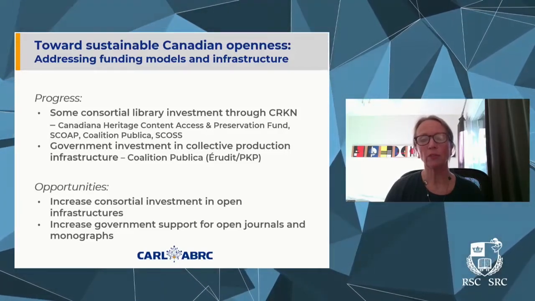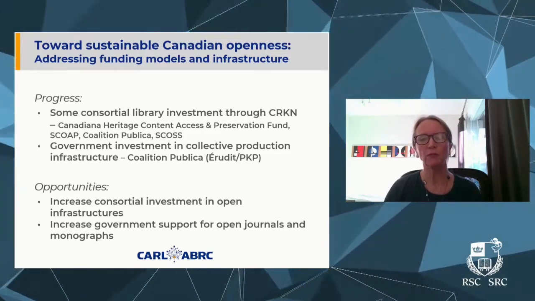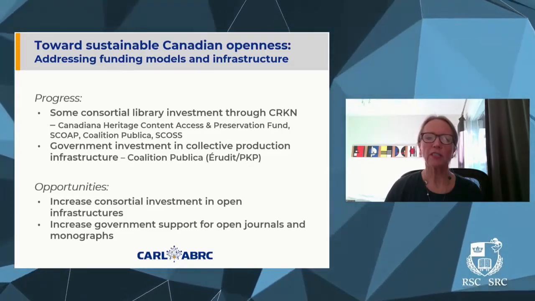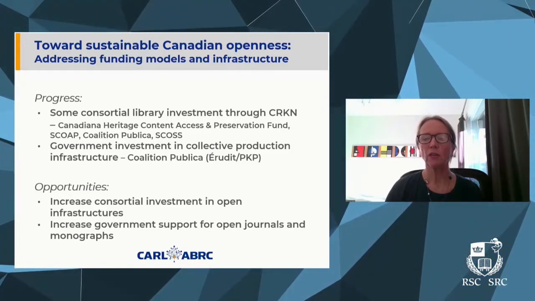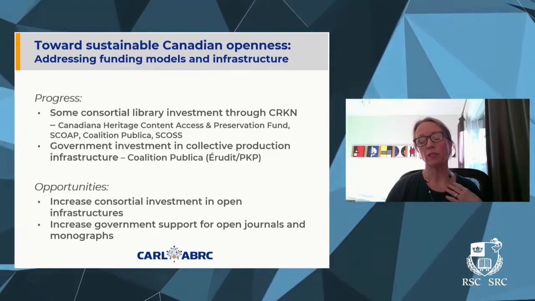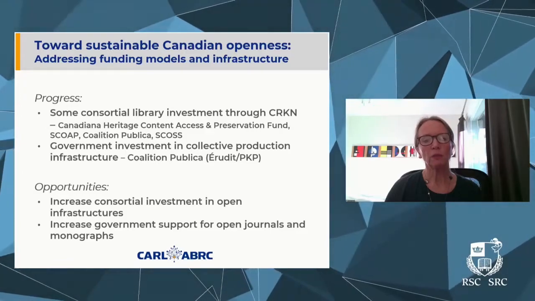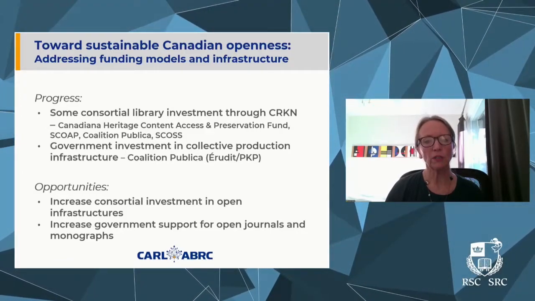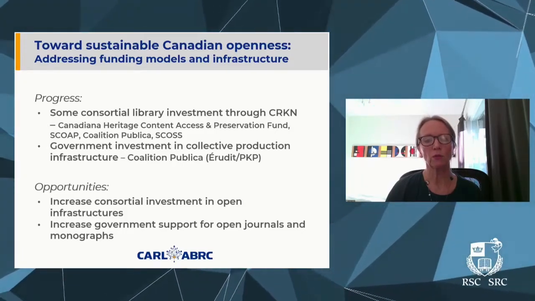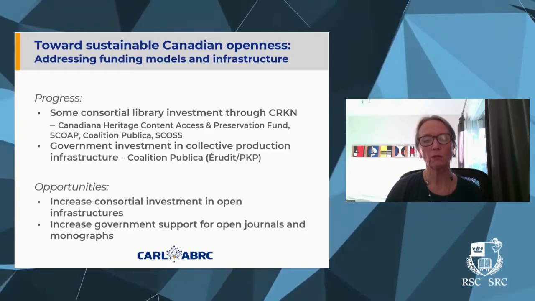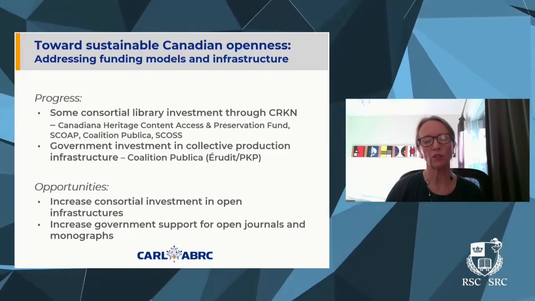CRKN now has 4 fund opportunities, maybe more, I think it's 4, for libraries to help underwrite open content and open infrastructure. And the government has just announced $1 million per year for 3 years to Coalition Publica, which John mentioned, which had already received 2 solid investments from CFI in the past. I believe there are opportunities now to make a case for increased support from the federal government. We have been having conversations about what this would entail for both monographs and journals to inform what I believe should be a collaborative effort to make any asks of the government. And I think Tim will have more to say as well on that.